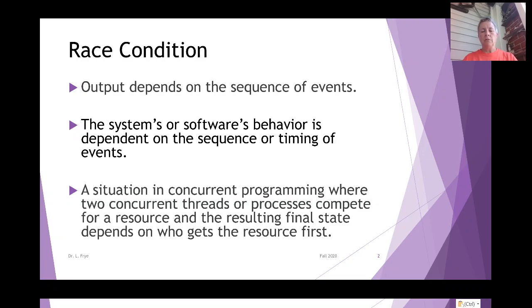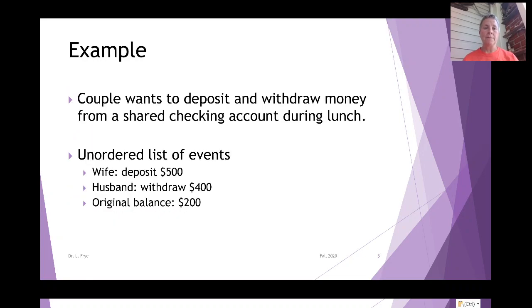So again, you can read these few definitions here. Everything deals with the sequence of events or timing of events. And then the last one deals with concurrent threads or concurrent processes, which is where we'll really get into the race condition issues when we talk about those in more detail.